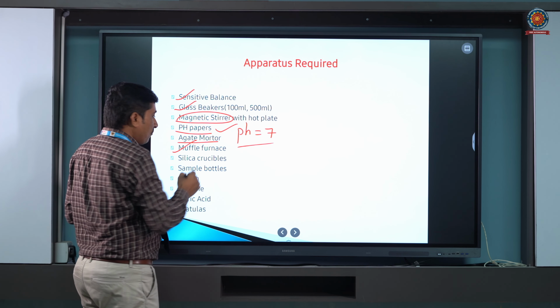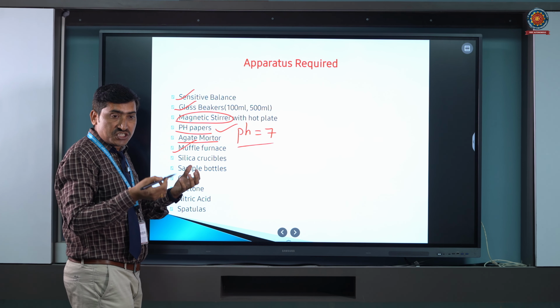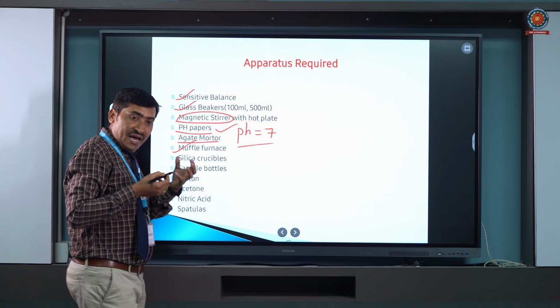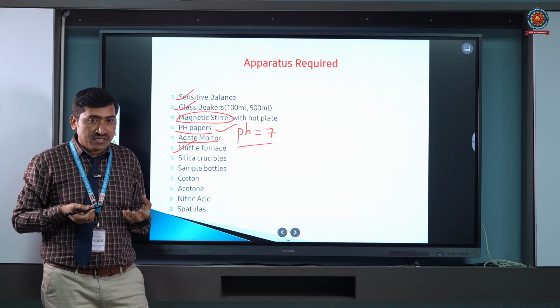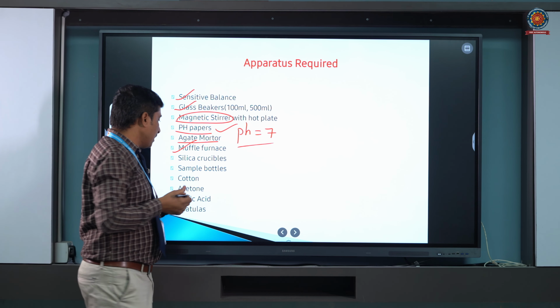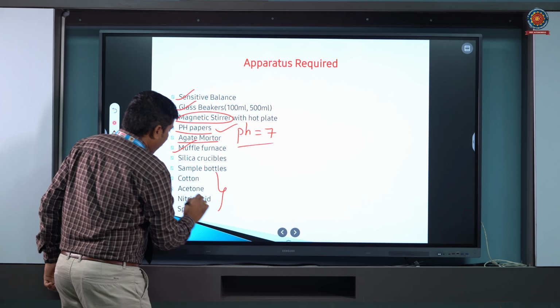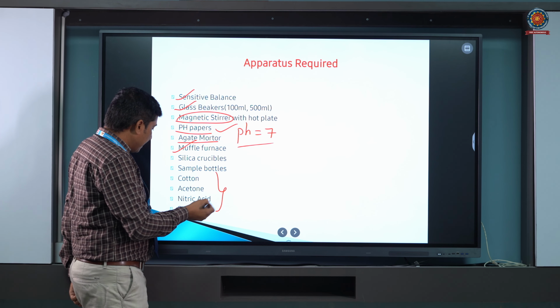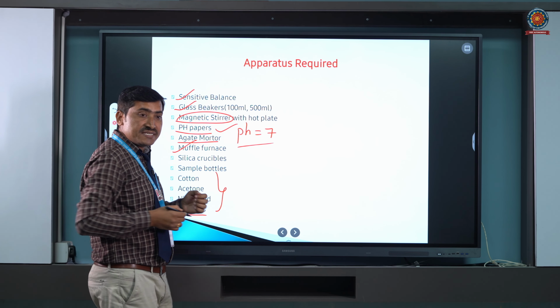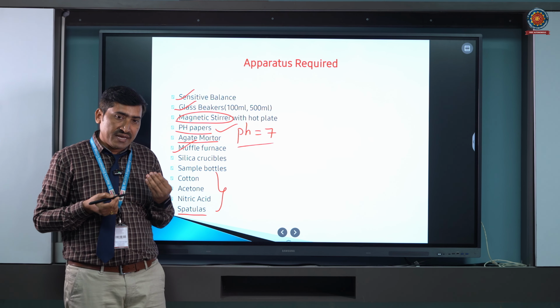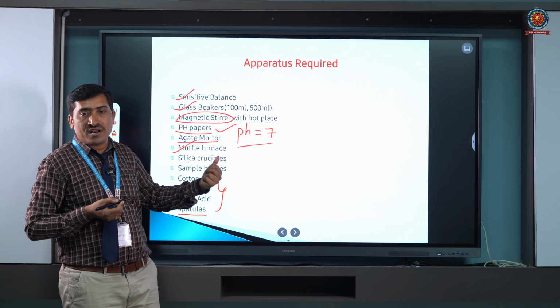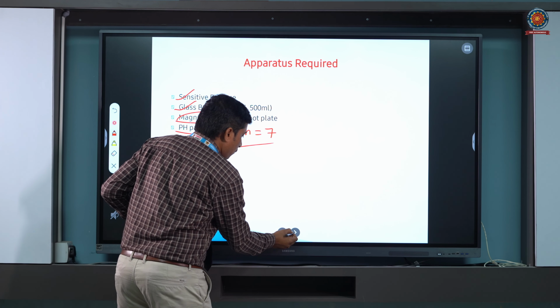Next one is the muffle furnace. This is used to calcinate our sample, to remove any water molecules from the powder. How is it possible? We are using the muffle furnace. Next, these are cotton, acetone, nitric acid and a spatula. These are for cleaning our crucibles, beakers, everything. These are often required during the synthesis process.